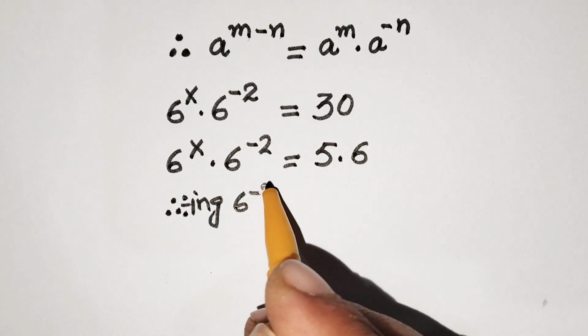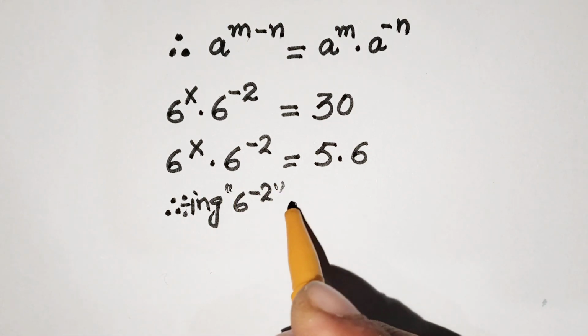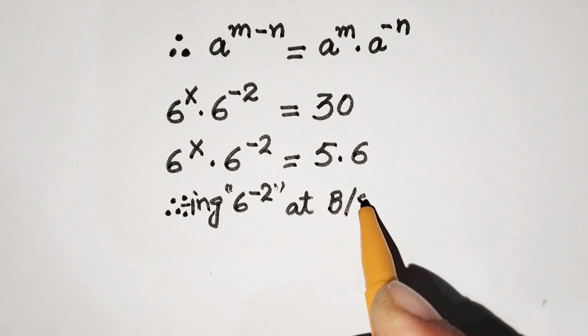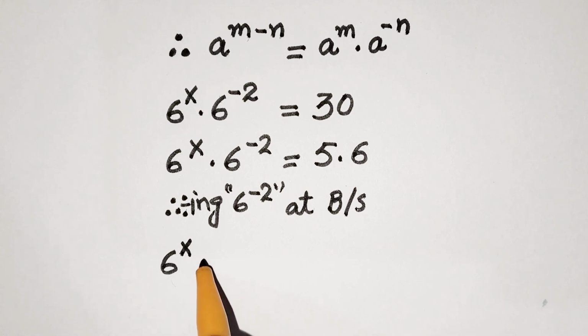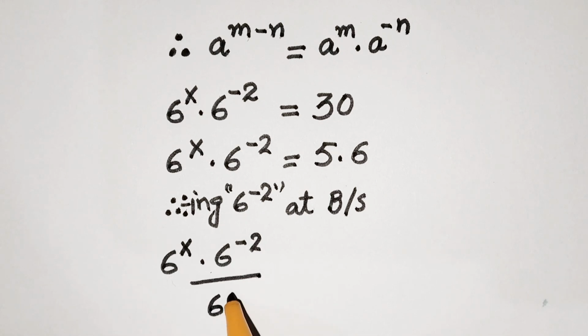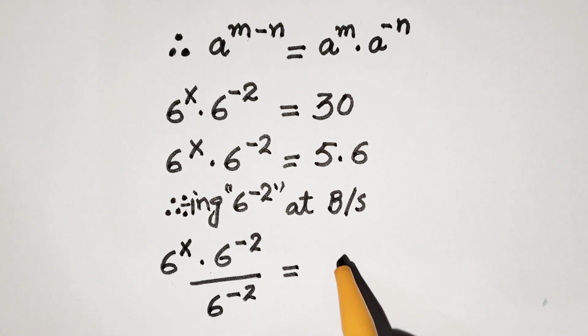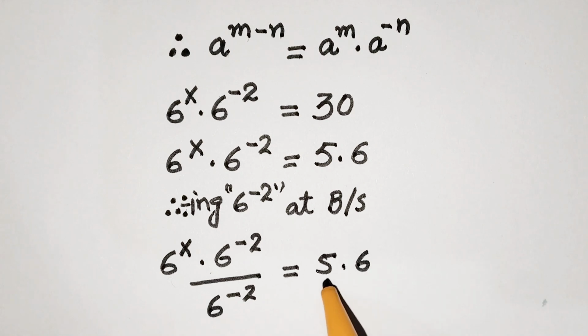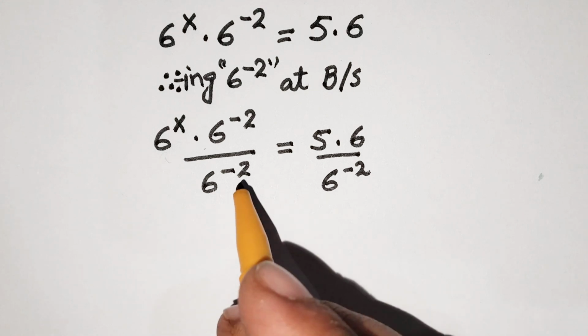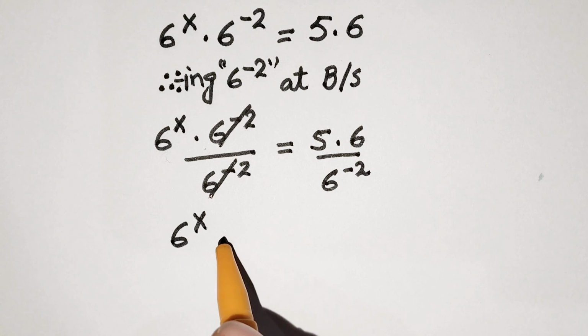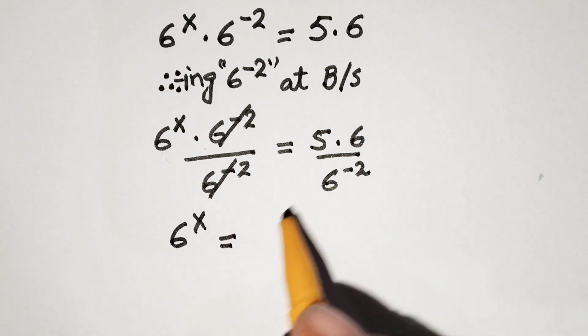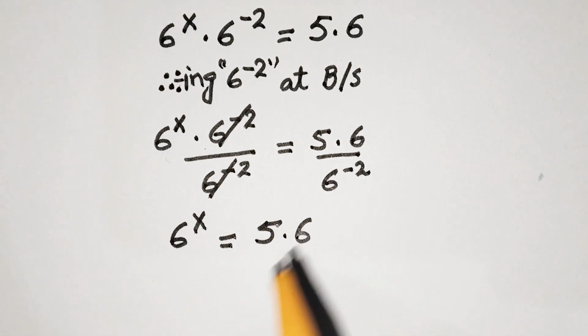Dividing by 6 raised to the power minus 2 on both sides, we get 6 raised to the power x times 6 raised to the power minus 2, divided by 6 raised to the power minus 2, and on the right side 30 over 6 raised to the power minus 2. Now 6 raised to the power minus 2 cancels on the left, so we get 6 raised to the power x is equal to 5 times 6, divided by 6 raised to the power minus 2.